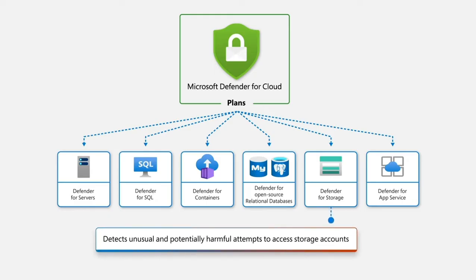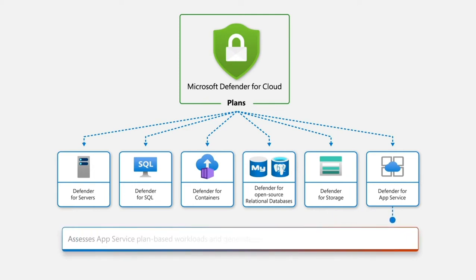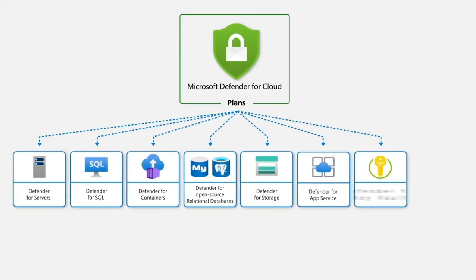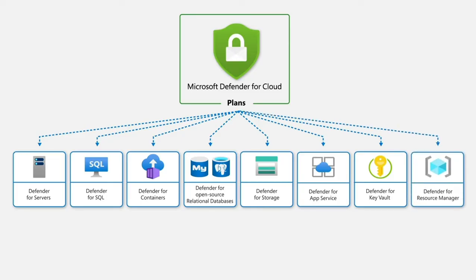Defender for Storage detects unusual and potentially harmful attempts to access storage accounts. Defender for App Service assesses the resources that constitute app service plan-based workloads and generates security recommendations based on its findings. These resources include the VM instances on which your app service is running. Contoso would also benefit from onboarding its resources to Defender for Key Vault and Defender for Resource Manager.